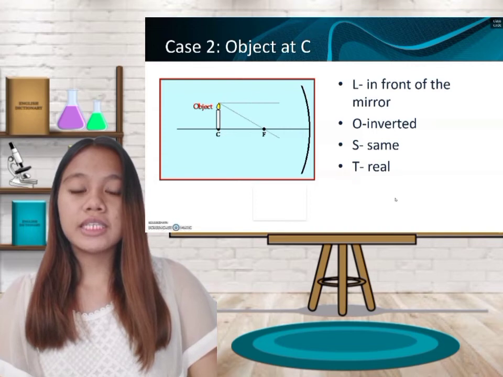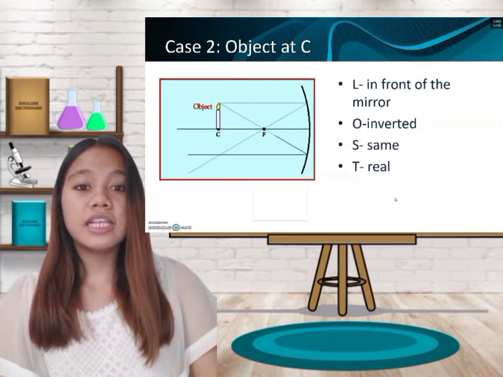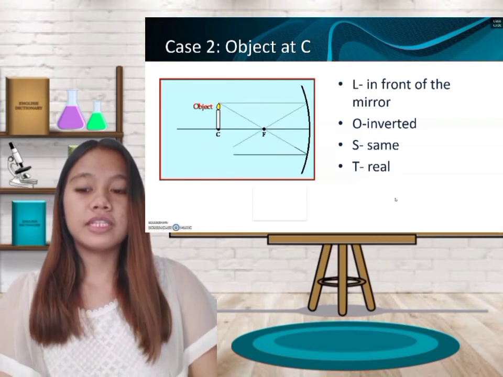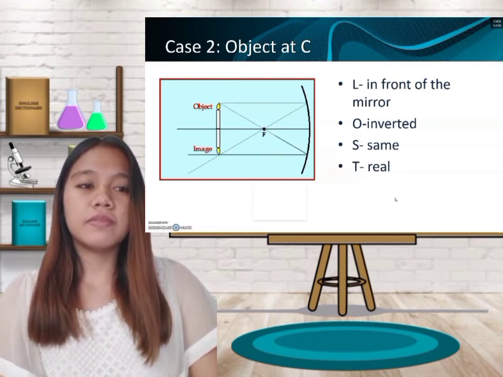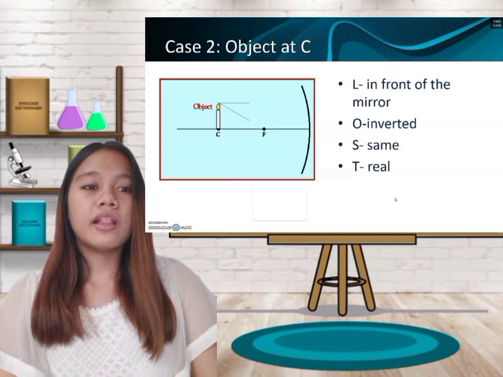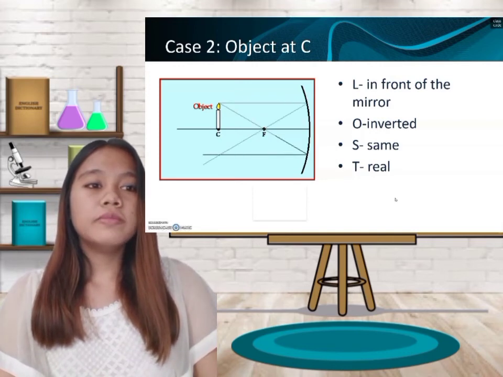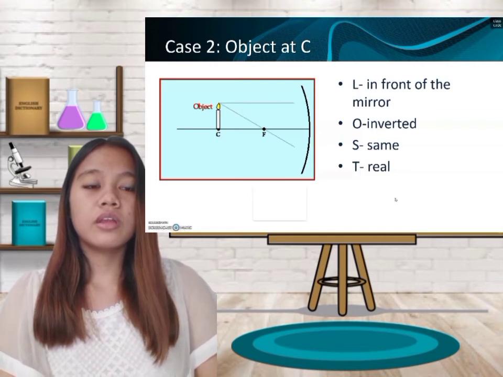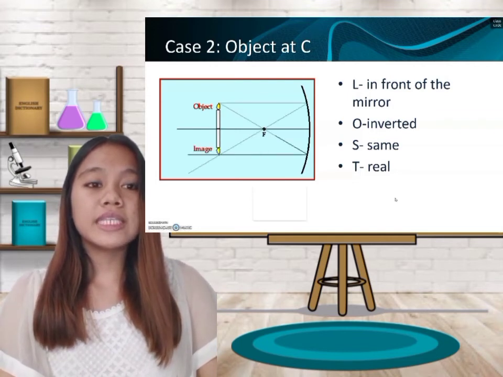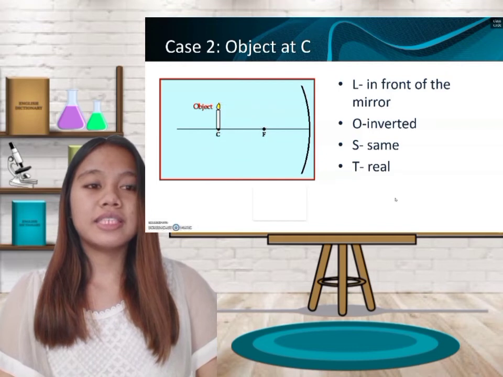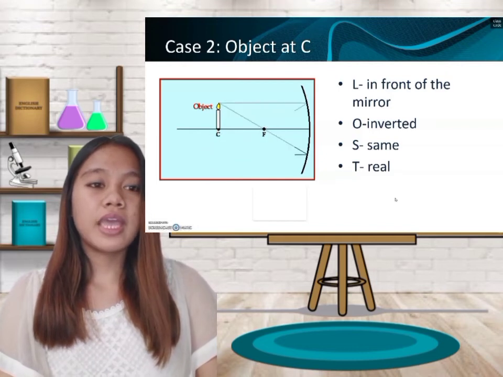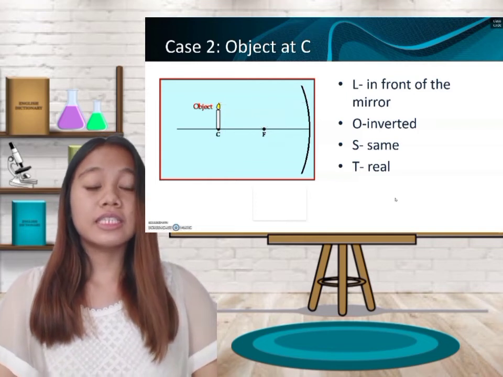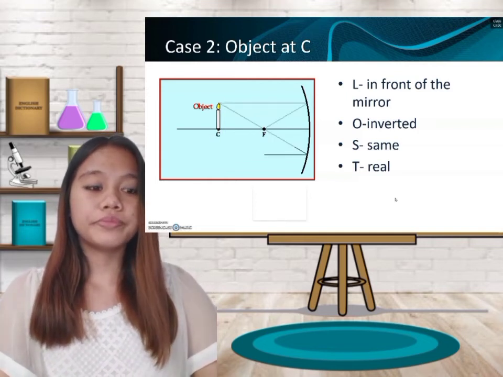So in this case, when the object is at C, let us find out the 4 important points of describing the characteristics of the image. So for L, the image is in front of the mirror. For O, it is inverted. The size is the same, and the type of image is real since it's inverted.